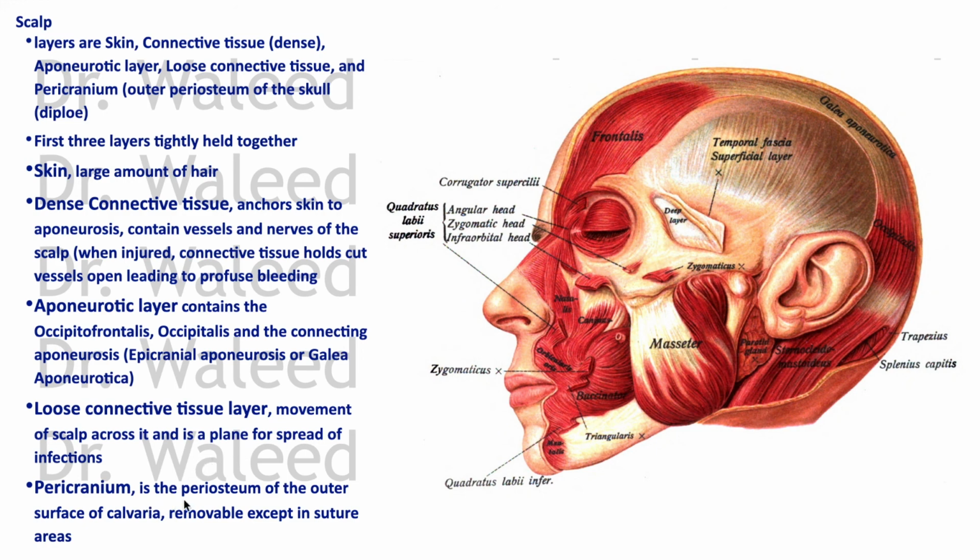The pericranium is simply the periosteum of the diploe of the skull, and it's called the epicranium. You can peel it off the skull, except at the sutures where it's fused.